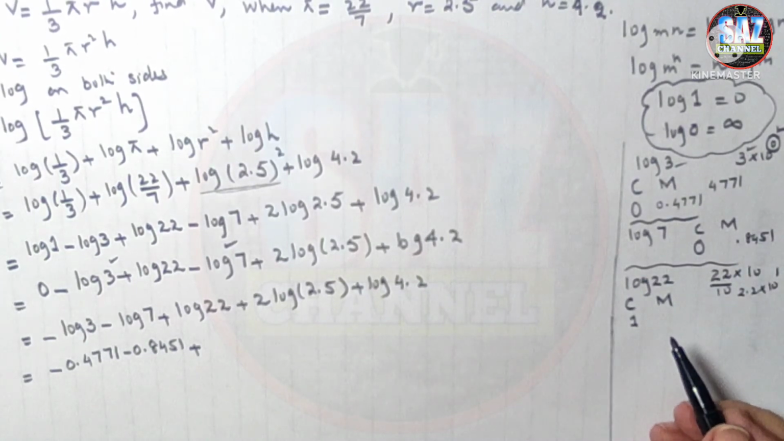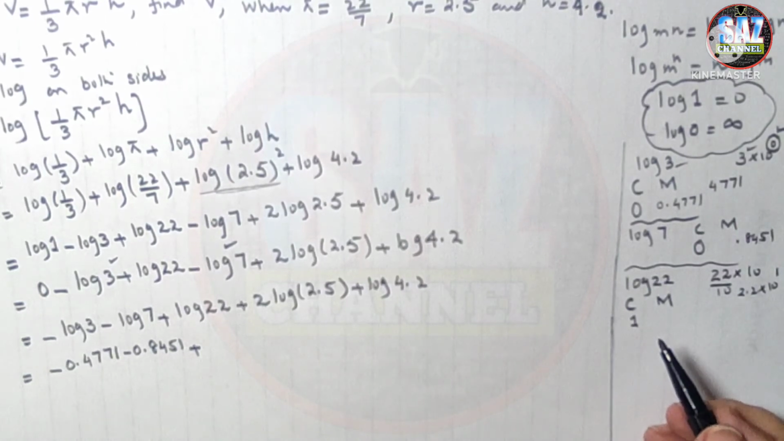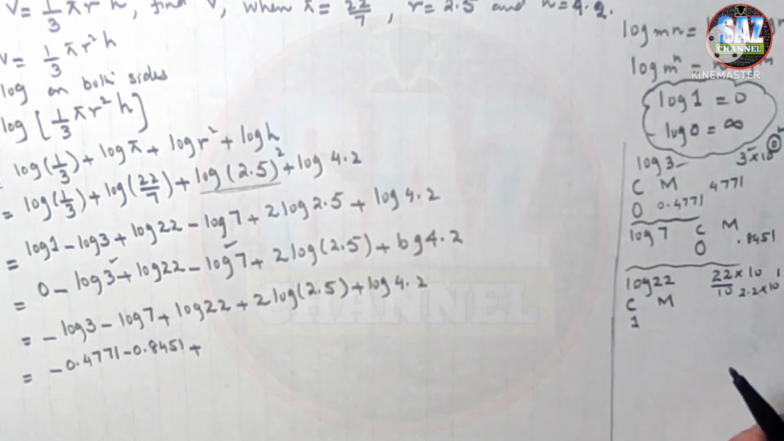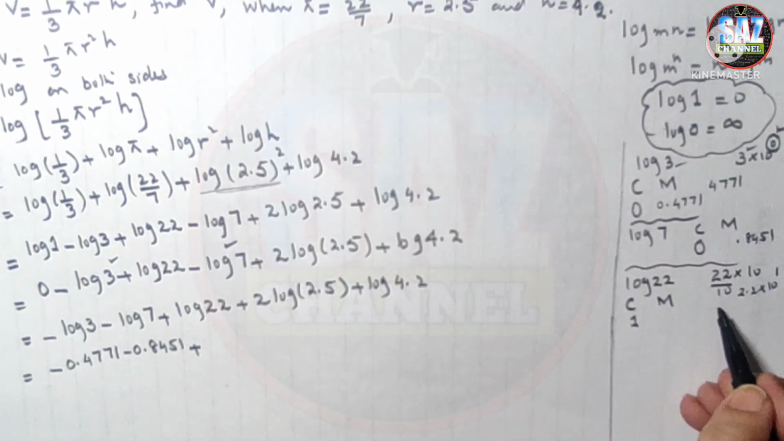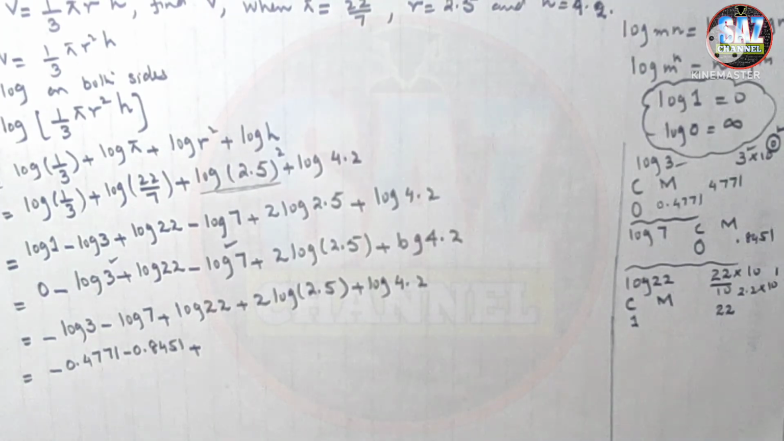Either you can keep that rule in mind, that the characteristic of the logarithm of a number greater than 1 is always 1 less than the number of digits in the integral part, or learn the scientific notation, and then the power of 10 will be telling you about the characteristic. And for mantissa purpose I have to take 4 significant figures.